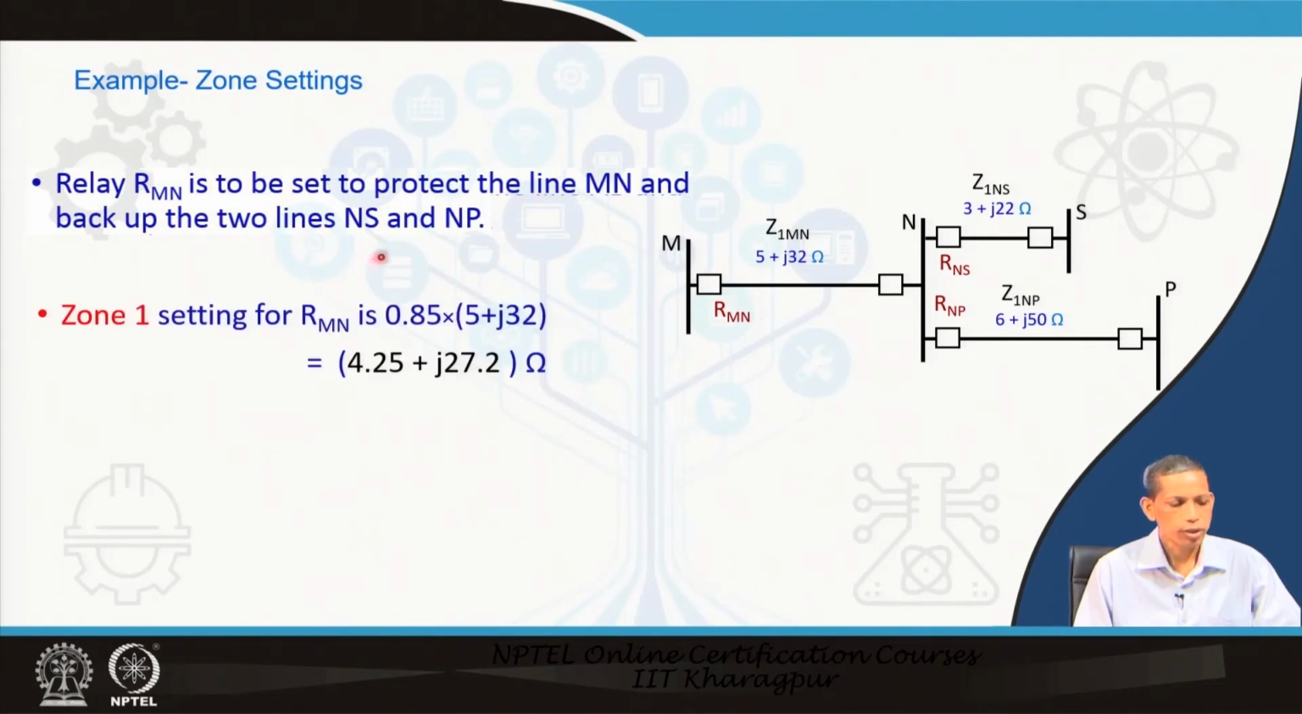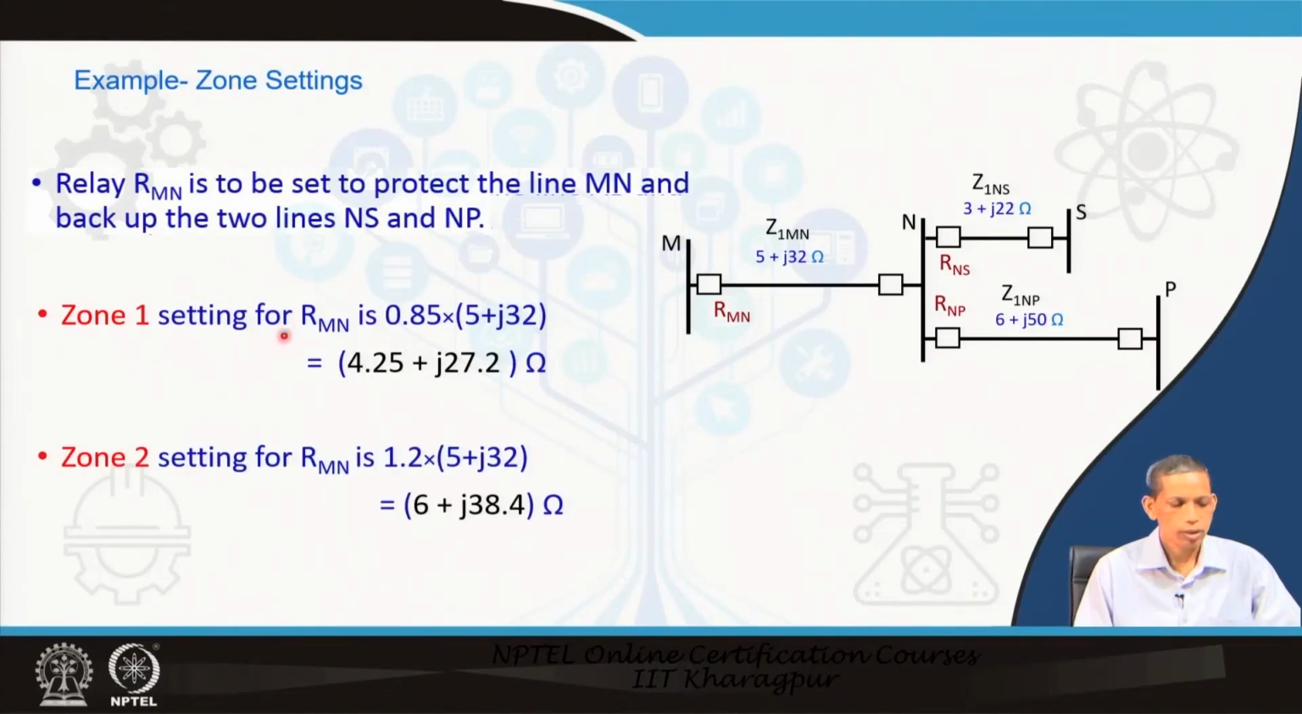So, what we will do here is the zone 1 setting for RMN. Say we are going for 85%; as I mentioned, it can be 0.8 to 0.9, that is 80% to 90%. So, here let us say we are having a zone 1 setting of 85%. So, 85% means 0.85 into 5 plus j 32, and that gives you 4.25 plus j 27.2. So, this is the reach of the relay RMN in zone 1. Now, zone 2 is 120% of this line.